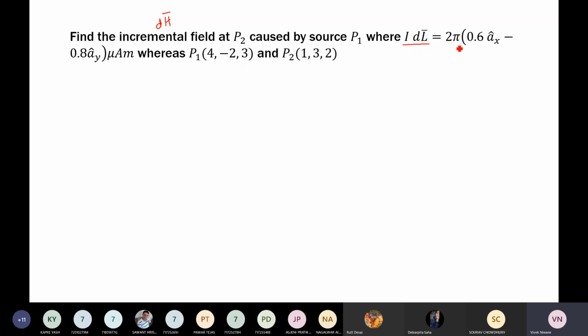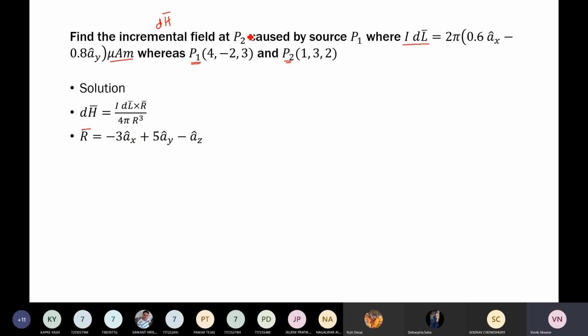Okay, IDL bar is equal to 2 pi, 0.6 AX cap minus 0.8 AY cap plus 0 AZ cap micro ampere meter. Whereas P1 is at something somewhere and P2 is somewhere. We need to find DH bar. Okay. So solution. So we know that expression for DH bar is equal to IDL bar cross R bar upon 4 pi R cube. So R bar is nothing but minus 3AX cap plus 5AY cap minus AZ cap.